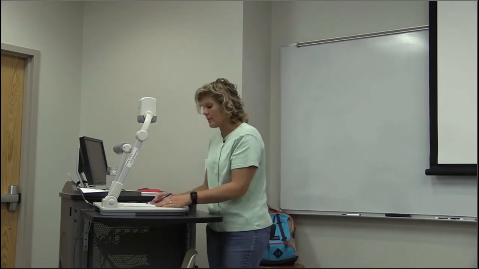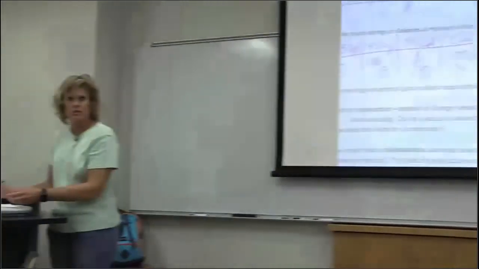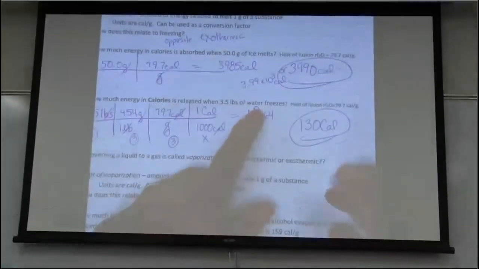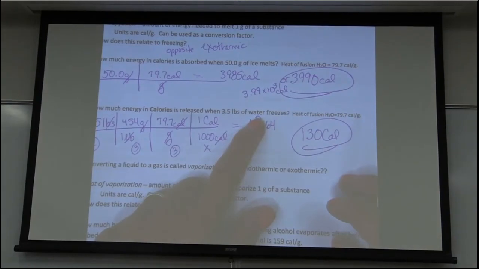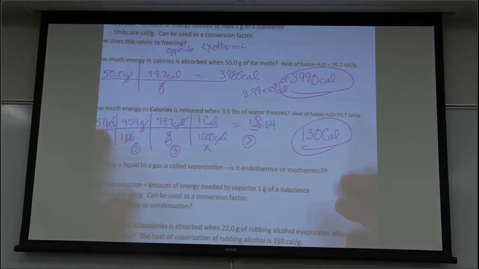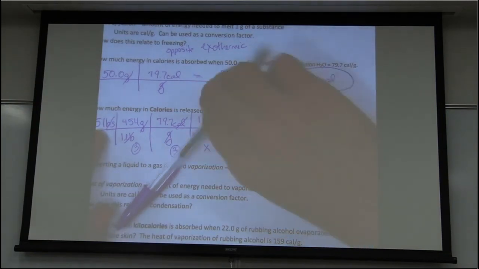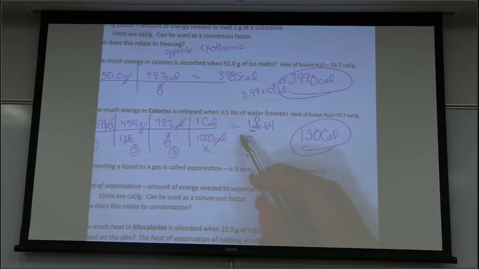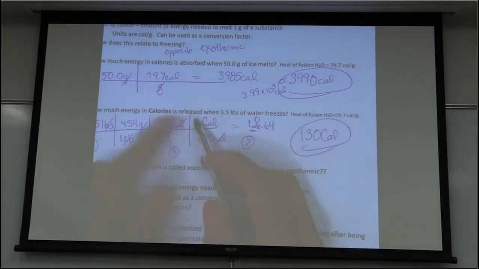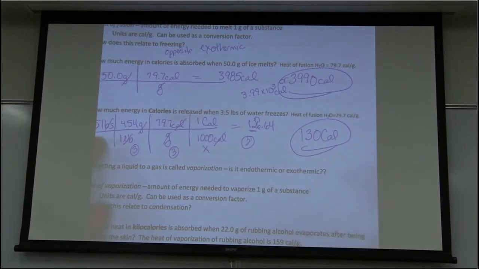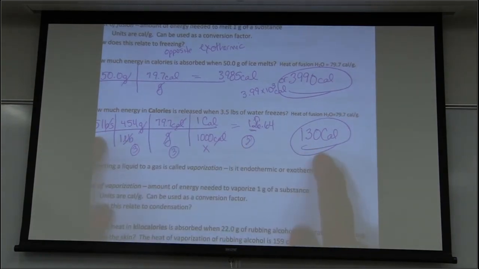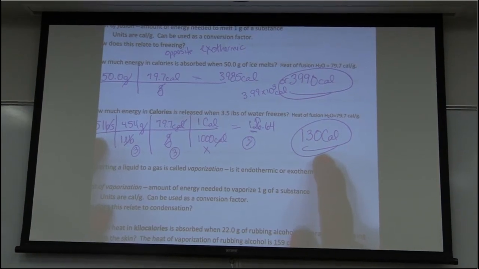Now let's go to this problem. This time we're going the opposite direction. This time we have water. And what are we trying to do? Freeze our water. This is 3.5 pounds of water, a little less than a half gallon, around 2 quarts. It's a little less than two of these jars. How much energy is released if you have 3.5 pounds of water? 130 Big C calories.